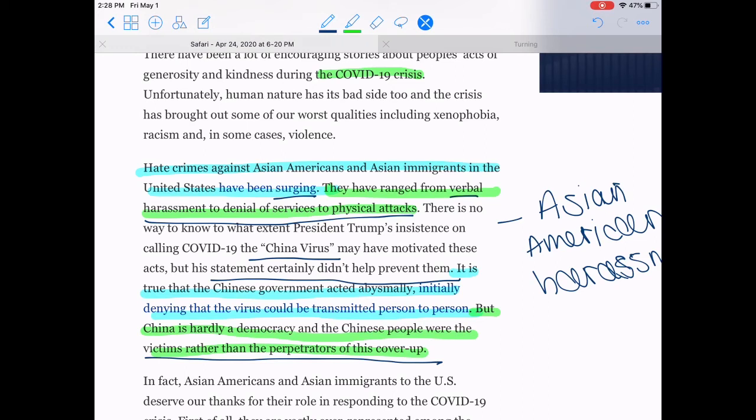That is because it is simply restating our claim. And that is a mistake that many people make, and even I did when I was starting to write claims and evidence. Hate crimes against Asian Americans and Asian immigrants in the United States have been surging. That is simply restating our claim. Our claim is talking about how Asians and Asian Americans are dealing with mass amounts of hate during this time. This is just saying the same thing, but it says that hate crimes have been surging.